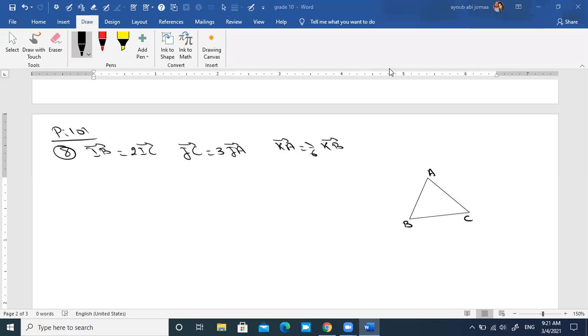Okay, Melissa. Good morning. It says yes. I will draw from point B a line equal to BC. From point B.